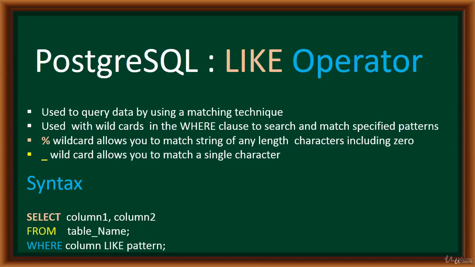So this is a simple syntax whereby you select your column names if you're choosing columns. If not, you can select all the columns by using an asterisk. You specify the table name, and then inside the WHERE clause, after the column, you specify the LIKE pattern, the pattern you are trying to match. The best way to show you this is to actually see it in action.